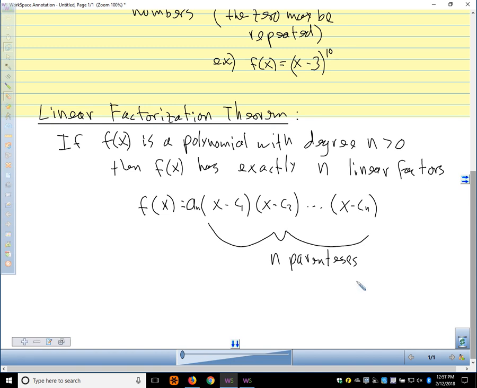So that means if we have a fifth degree polynomial with the complex numbers, we can factor that into five sets of parentheses. And here we're saying the c1, c2, dot dot dot, cn are complex. So they can be real numbers. Real numbers are complex numbers. So this says we can break any polynomial into a set of parentheses, x minus something else, the exact same number of parentheses as the degree of the polynomial.